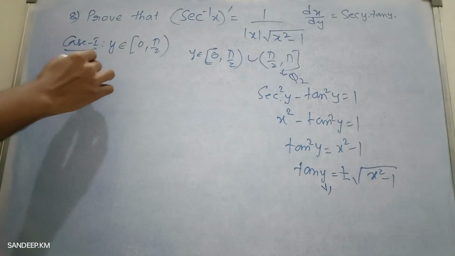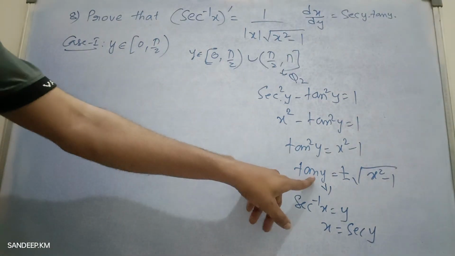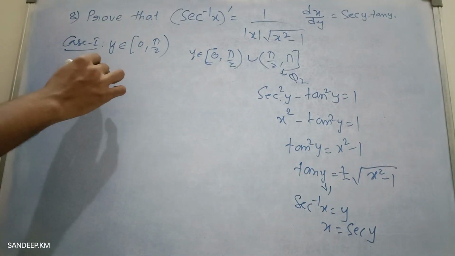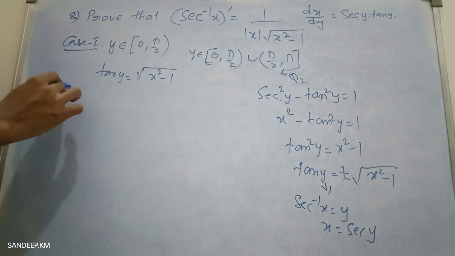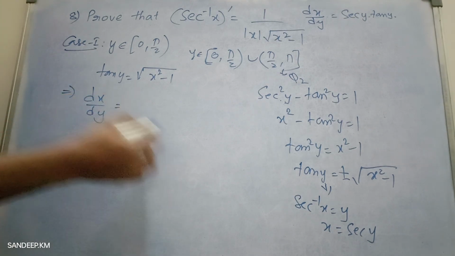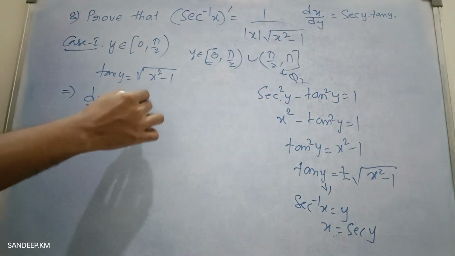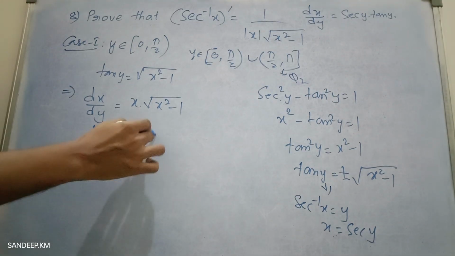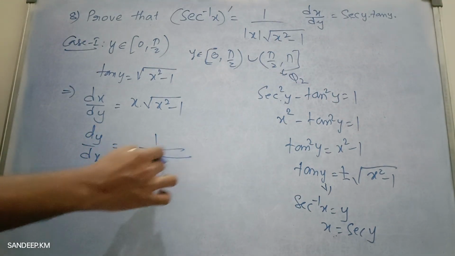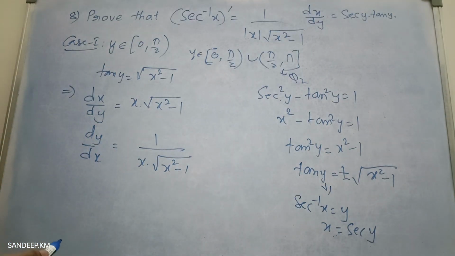If y is in the first quadrant, obviously tan y should be positive, right? So we will take tan y as root of x square minus 1, and hence dx by dy, what is dx by dy, dear students? Secant y is x and tan y is root of x square minus 1. So we get dy by dx equal to 1 by x into root of x square minus 1. I took the reciprocal on both sides and got dy by dx. So in case 1, dy by dx is this.